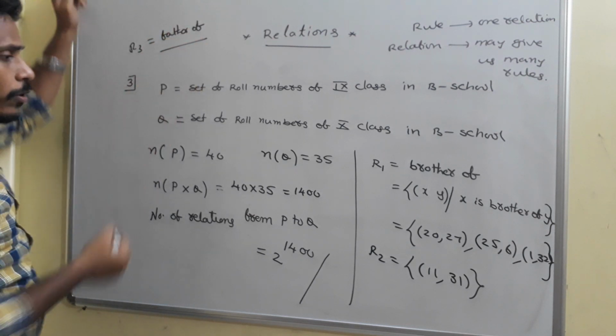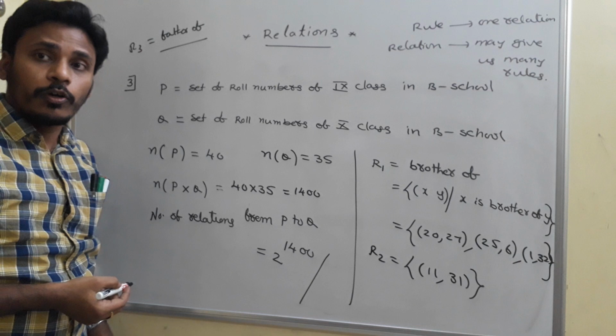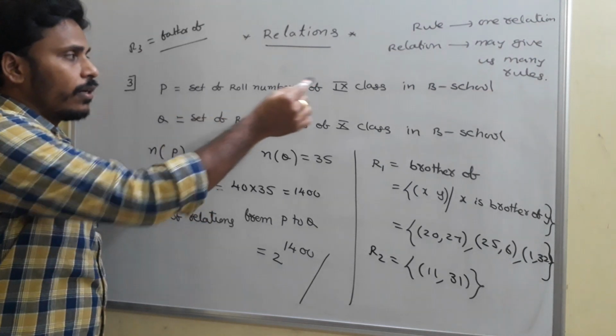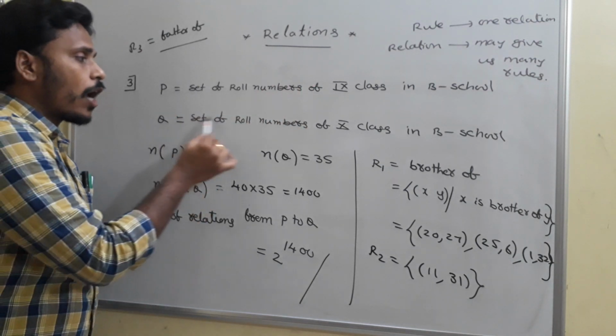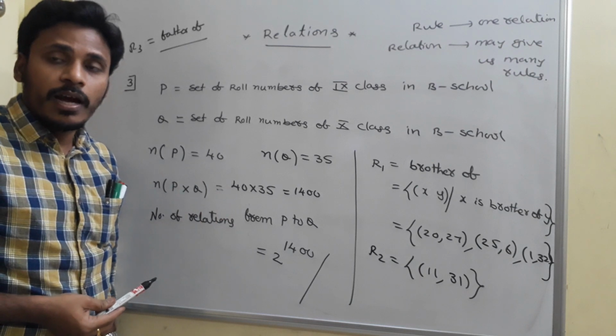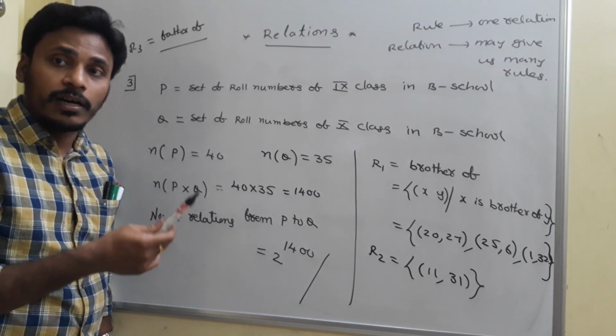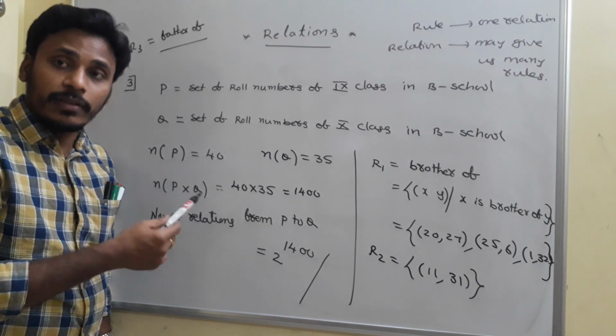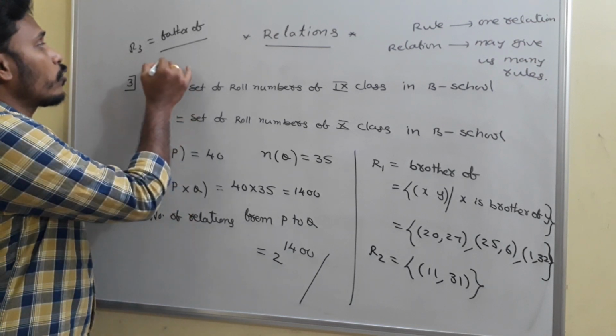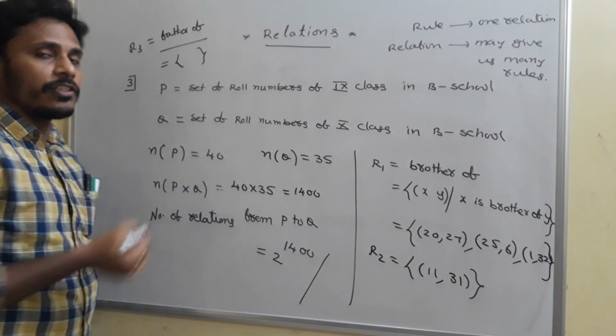Is there any such possibility? I just gave the roll numbers of 9th class students here and roll numbers of the 10th class students here. And then is there any such possibility where that y is father of that x? No. So for sure this R3 gives us an empty relation.